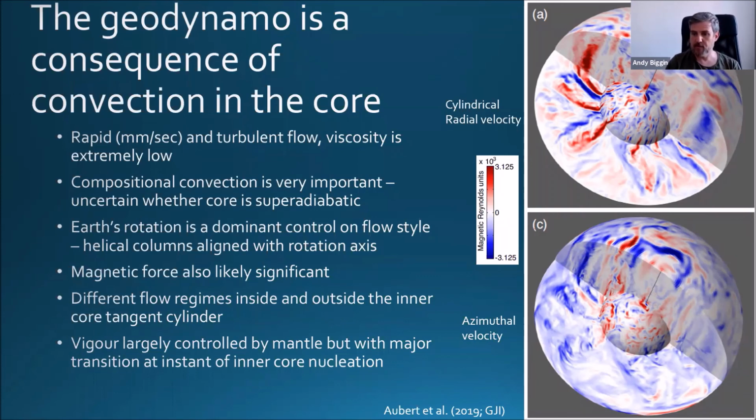Now, obviously the inner core is growing, and if you play that back in time, at some point it will shrink to nothing, and you'll have an entirely molten core. And that point in Earth's history, when the inner core first nucleated, was a game changer for the geodynamo. The reason being that you introduced compositional convection.